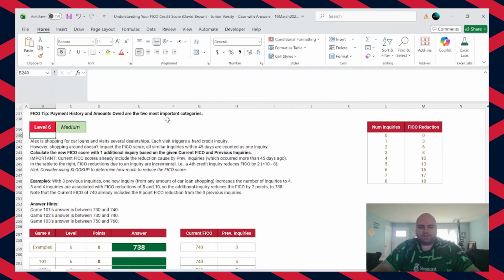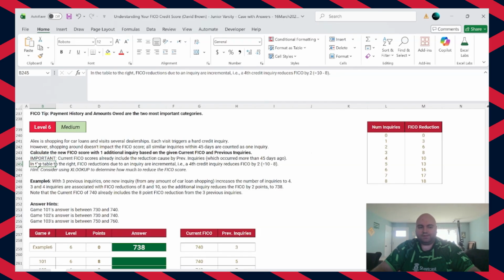All right, Alex is shopping for car loans and visits several dealerships. Each visit triggers a hard inquiry. However, shopping around doesn't impact the FICO score. All similar inquiries within 45 days are counted as one inquiry. Calculate the new FICO score with one additional inquiry based off of the given current FICO and previous inquiries. Important, current FICO score already includes the reduction caused by previous inquiries, which occurred more than 45 days ago.